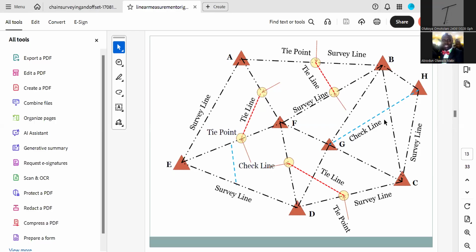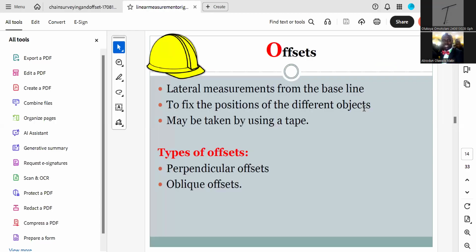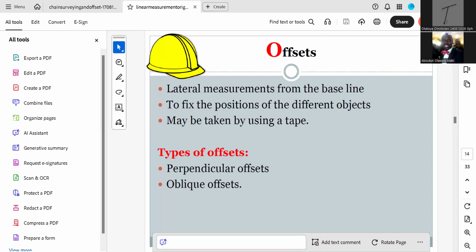Okay. But what do we use check line for? For accuracy of the framework of the chain survey. So that's what we use the check line for. I hope you are taking notes of all this now. So let me go back to this.